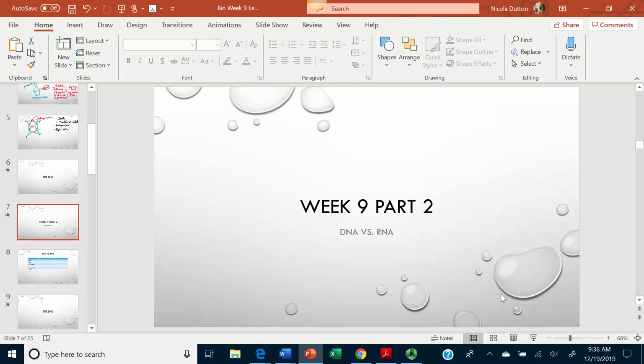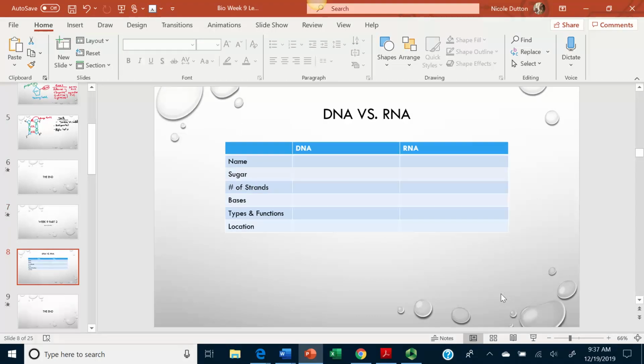This next section focuses on the difference between DNA and RNA. So we're going to fill out this table. First of all, the name is different. So for DNA, it's deoxyribonucleic acid. For RNA, it's ribonucleic acid.